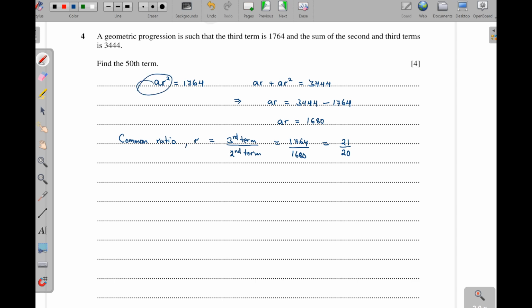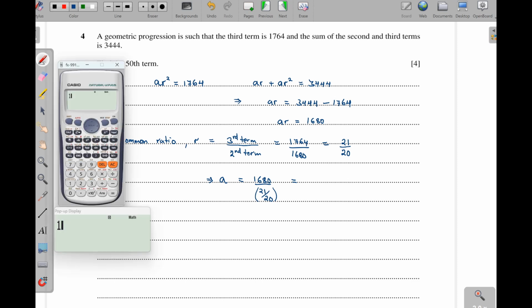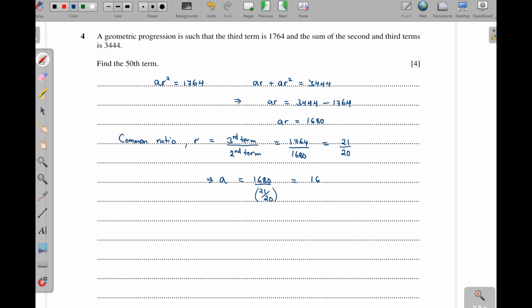Using this one here, our A is going to be equal to 1764, or I can actually use this one here. Let me use 1680, then divide by the R, which is 21 out of 20. So what does this one give us? 1680, then we divide by the 21 out of 20, and this one gives us 1600.